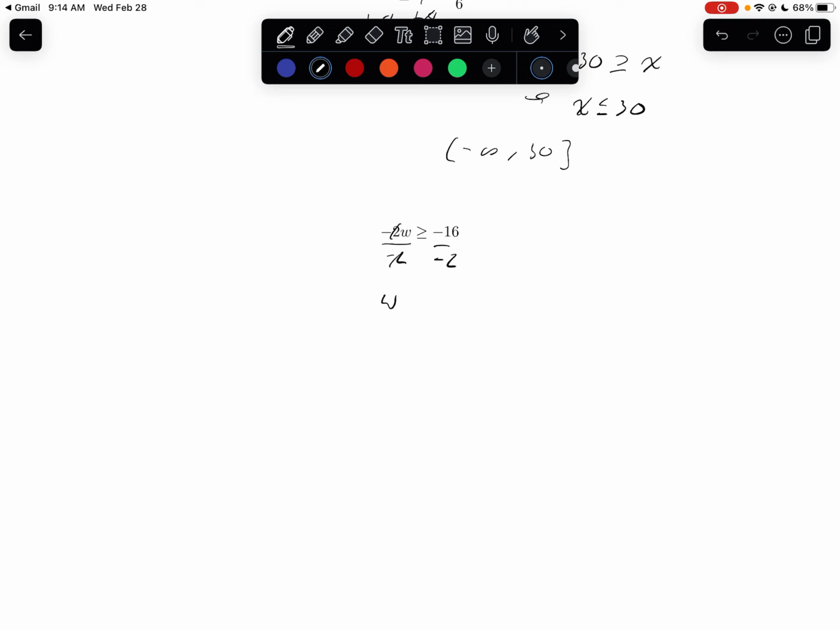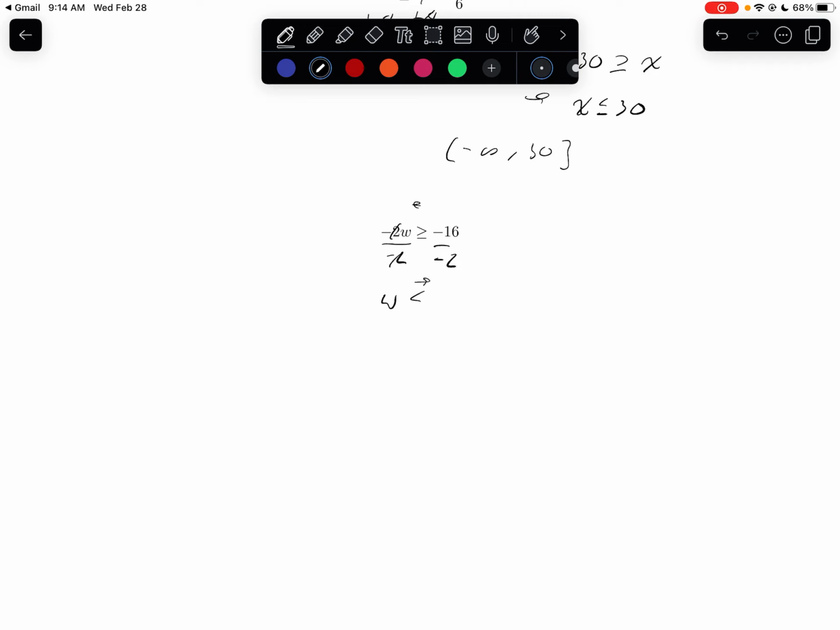It's not true when you add or subtract, but it is true when you multiply or divide by a negative number. You have to switch the direction of the sign, right? So you have the greater than or equal to sign going in this direction, and now we're going to need to move it in this direction, okay?